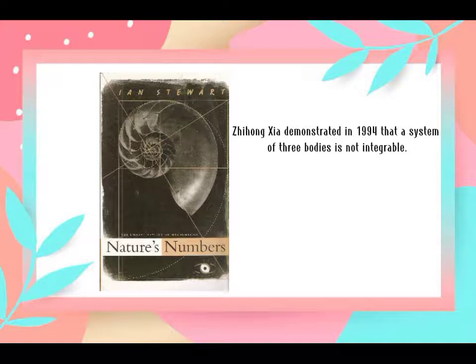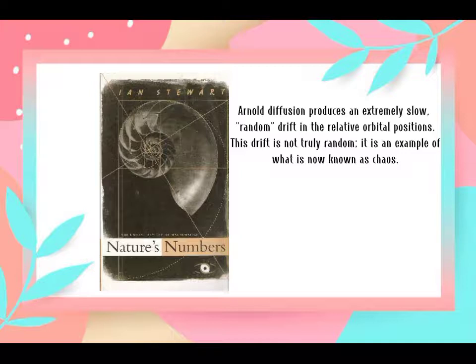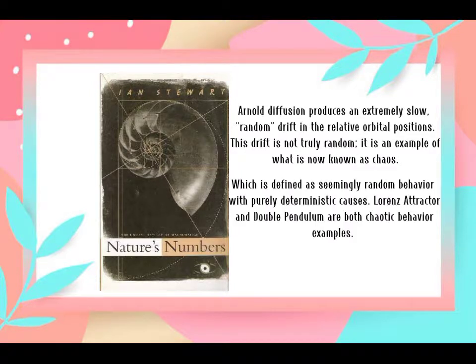Xia Zhihong demonstrated in 1994 that a system of three bodies is not integrable. He demonstrated that such a system can exhibit a strange phenomenon known as Arnold diffusion, which was first discovered by Vladimir Arnold. Arnold diffusion produces an extremely slow, random drift in the relative orbital positions. This drift is not truly random. It is an example of what is now known as chaos, which is defined as seemingly random behavior with purely deterministic causes. The Lorenz attractor and the double pendulum are both examples of chaotic behavior.